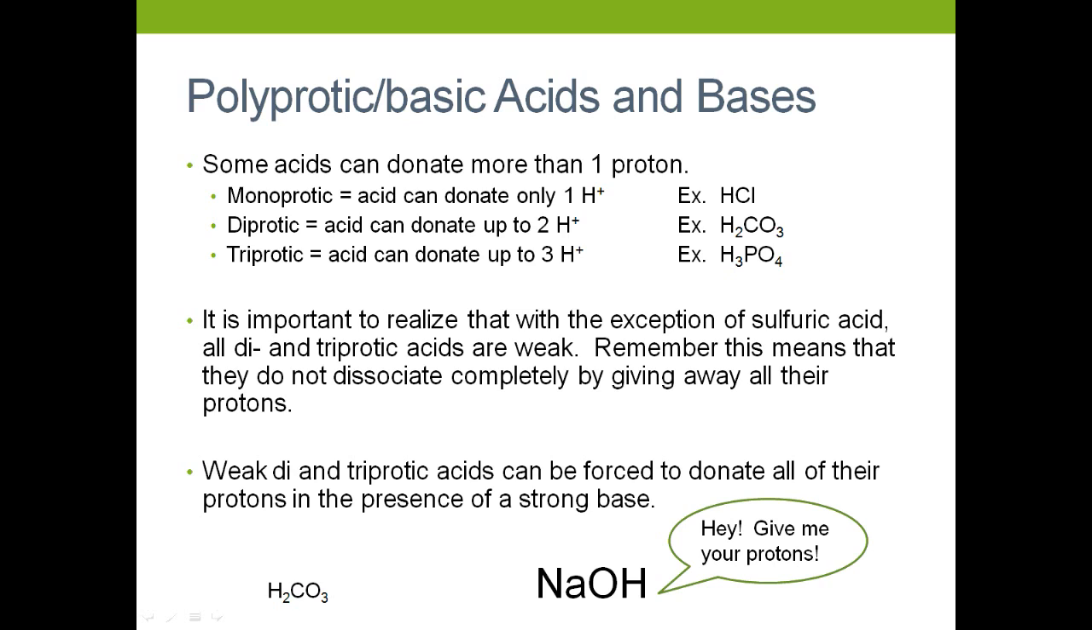It's important to realize that with the exception of sulfuric acid, all di- and triprotic acids are weak. This means that they do not dissociate completely by giving away all their protons. So just because phosphoric acid can donate 3 protons, it doesn't mean it will donate 3 protons if we just put it in the water. However, weak di- and triprotic acids can be forced to donate all of their protons in the presence of a strong base. The base will basically grab the protons from the acid and strip them off.